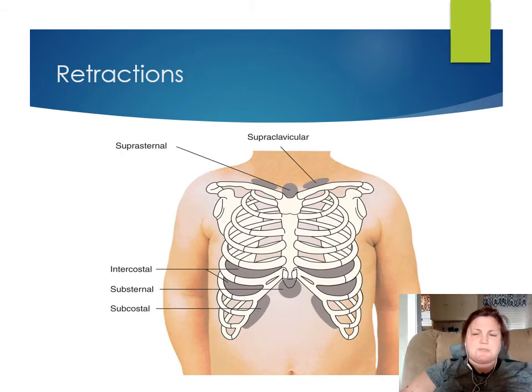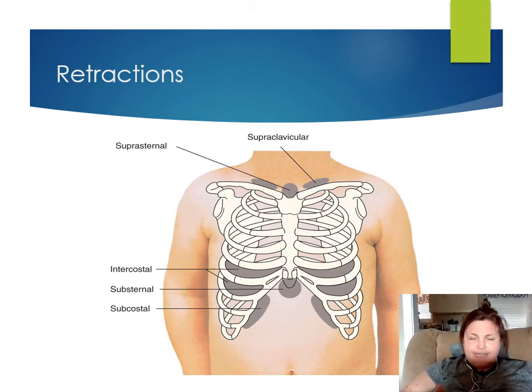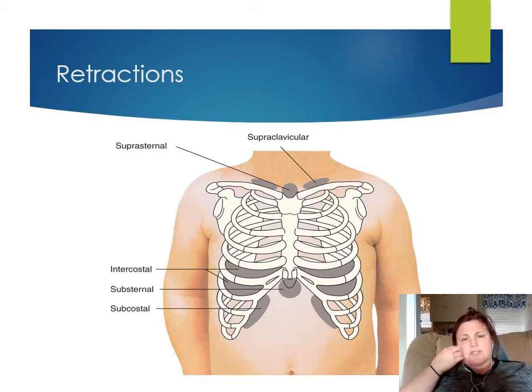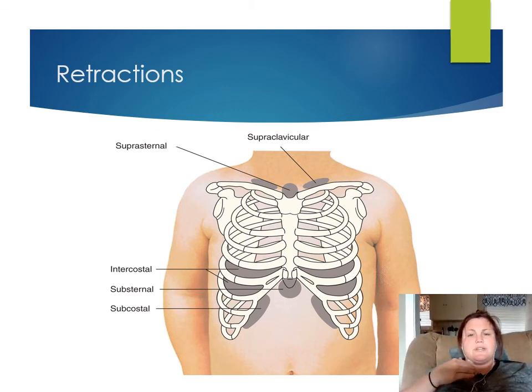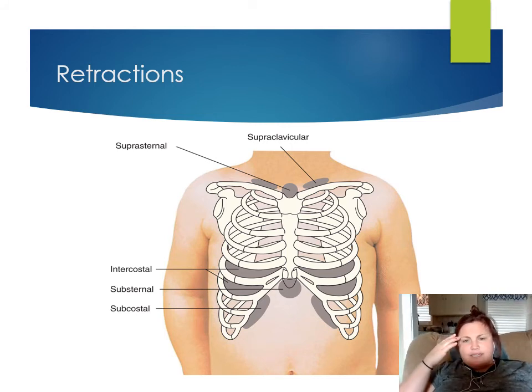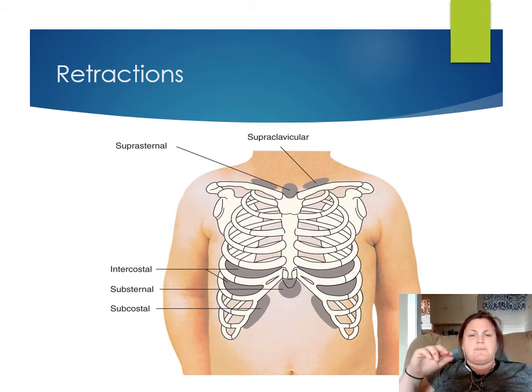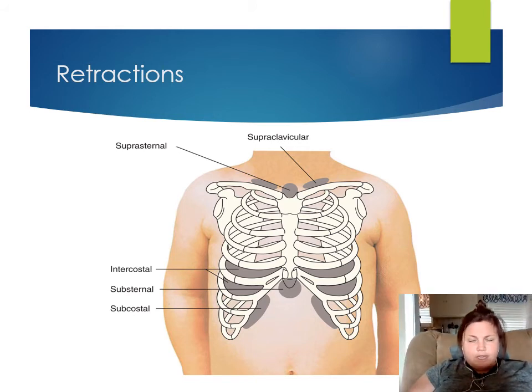We mentioned retractions much earlier in the different types. This is now an illustration showing you where they occur in the body. So supraclavicular and suprasternal. Remember, supra is the medical terminology for above or on top. So it's happening above the clavicle and above the sternum. Intercostal, inter meaning within, is happening between ribs. And substernal and subcostal, sub meaning below, and it's happening therefore below the sternum or below the ribs. So make sure you remember these different types and their location.